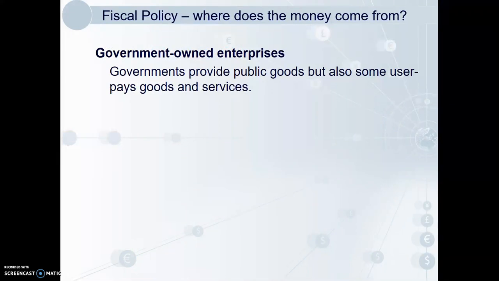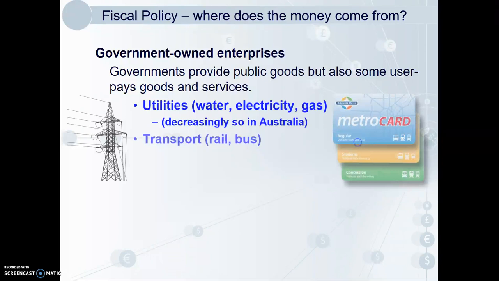Another source of government revenue is from government-owned enterprises, essentially government businesses. Governments often own utilities such as gas, electricity and water, with the bill revenue counting as government revenue. In South Australia, much of this has been privatised, but in the eastern states and other countries, utilities are widely publicly owned. The same applies to transport. Fare revenue will go to governments where there is public ownership.